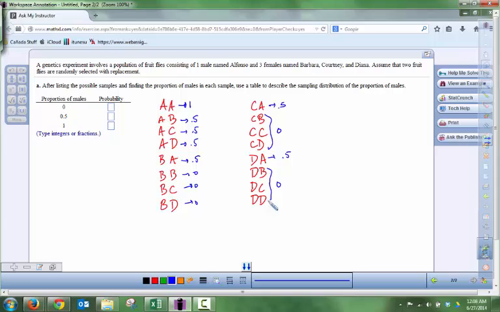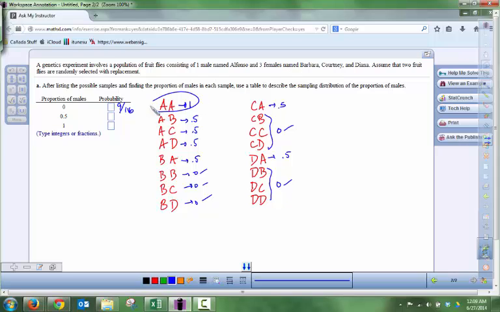So there's 16 total samples, and how many of these things have 0 males out of 16? So 1, 2, 3, 4, 5, 6, 7, 8, 9. So it looks like 9 out of 16 would be 0% male.